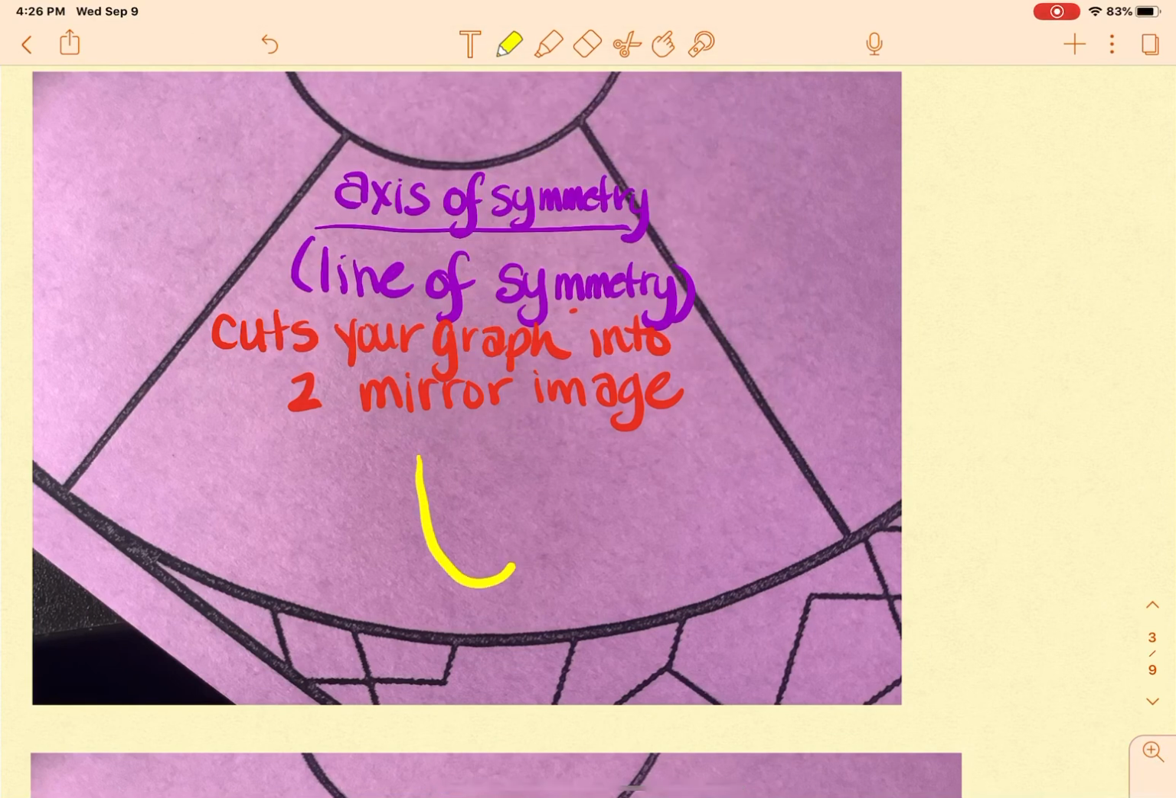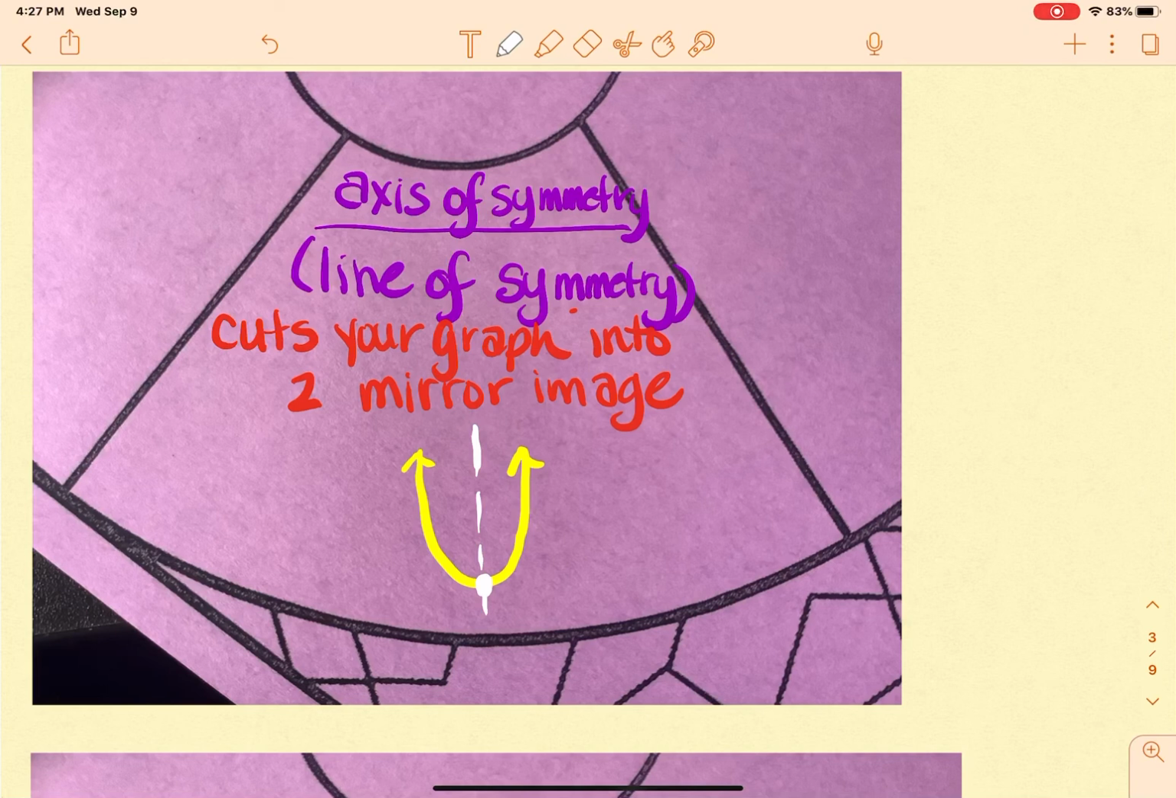So let's say that I have a graph that looks like this. Then the line of symmetry would be one that goes right through the middle here, and it's going to hit the graph right there at the vertex point. But basically, if this were a piece of paper and I folded it on this line, then this would sit right on top of this. They'd be mirror images of each other.